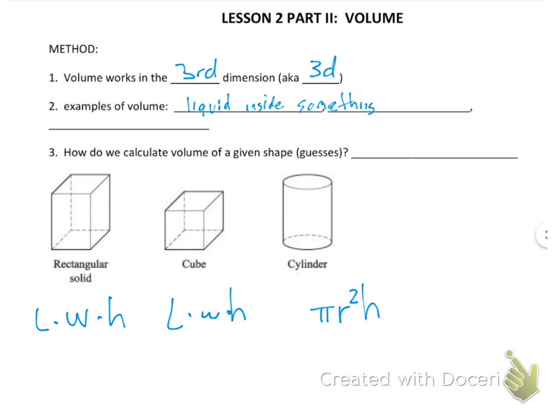Do you guys recognize something in every single one of these? Something that we worked with just yesterday? Area. Do you see length times width is area. Pi r squared is area. Guess what? Volume is this. You can simplify volume to one simplistic equation or formula.